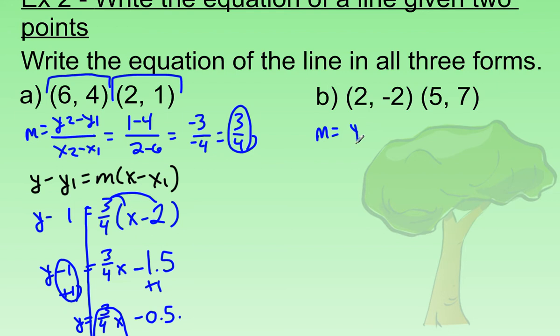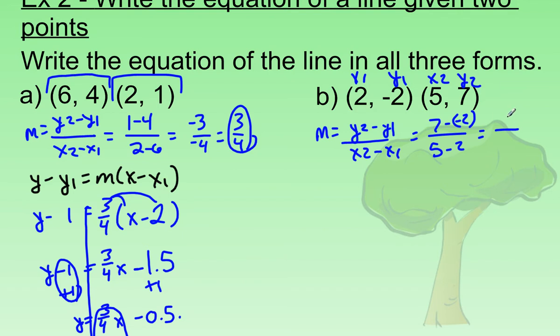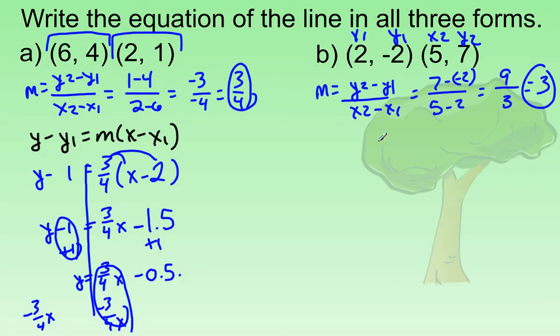So m equals y2 minus y1 over x2 minus x1. Always find the slope first. x1, y1, x2, y2. It's probably too big. Alright, let's see. y2 is 7 minus negative 2. Boom, boom. 5 minus 2 gives me 9 over 3, which is 3. That's a nice easy slope. I like it. Okay, point-slope form.